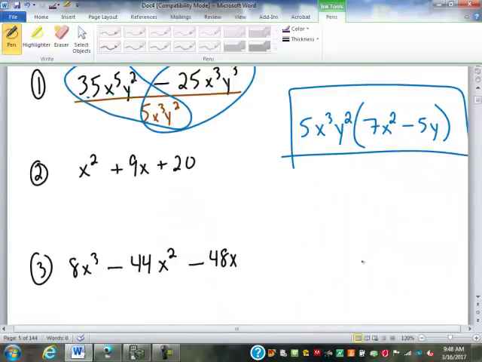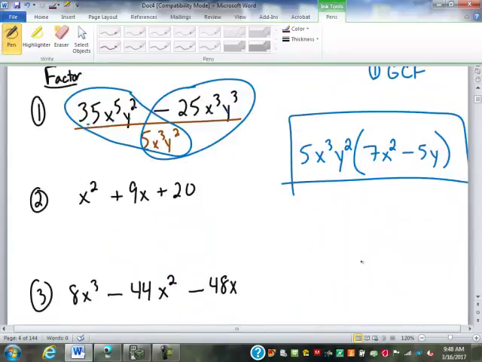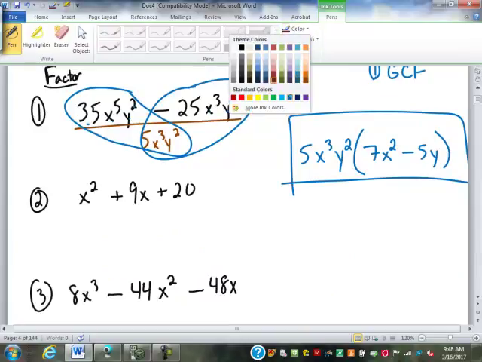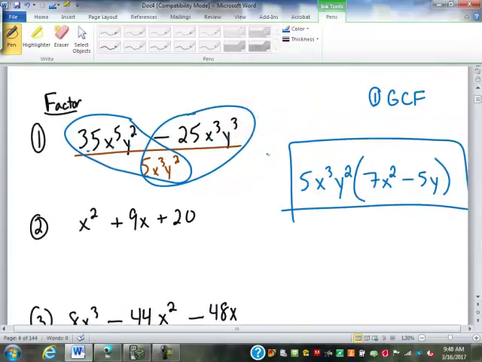So going back up here, number 2, the first thing we always look for is that greatest common factor. Since there's no number here, that's really a 1, there is no common factor for the numbers, and there's no x here, so there's no common factor for the variables. So there is no greatest common factor. So the second possibility, if it's 3 terms, like that is, remember was to do that FOIL in reverse, or reverse multiplication.